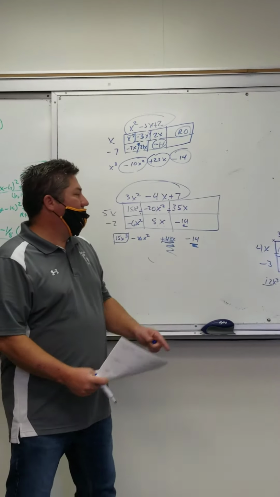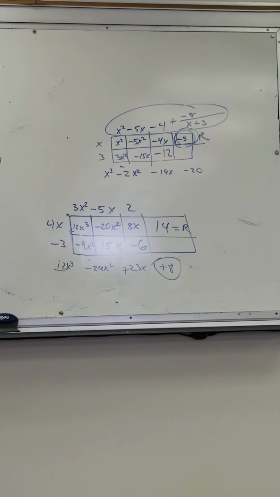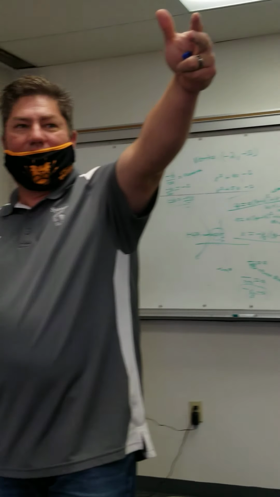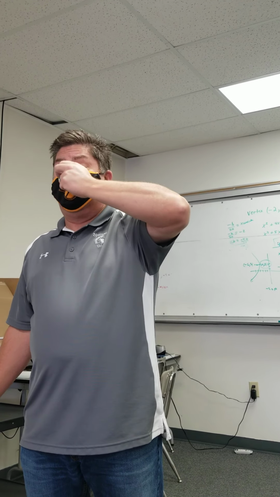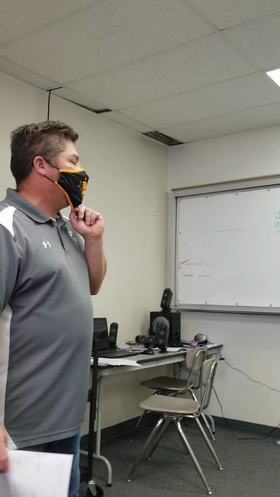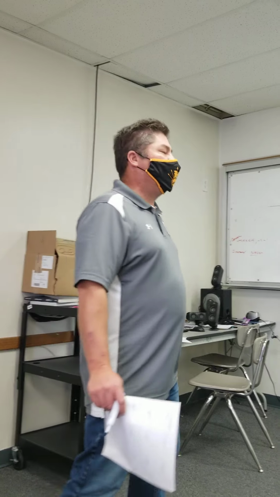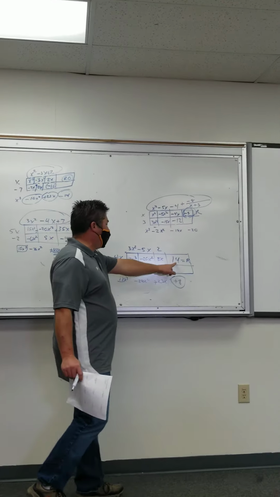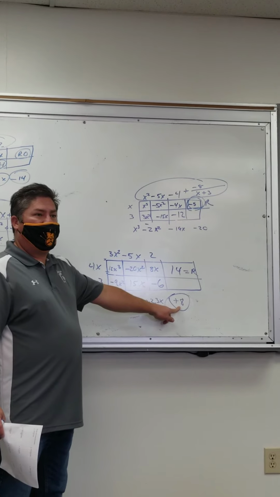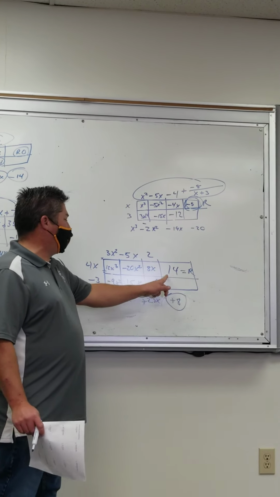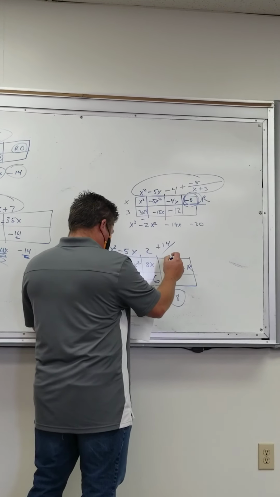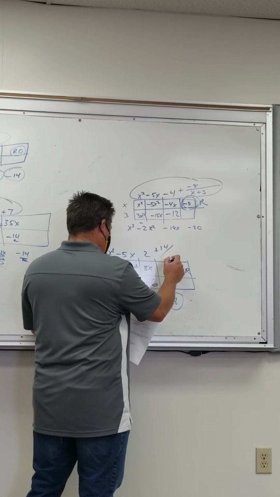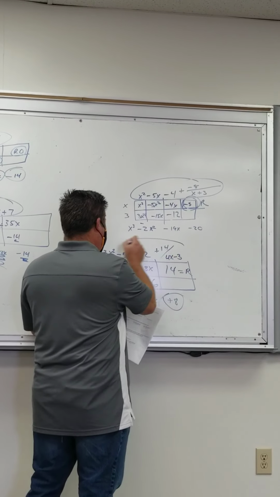And that's a big mistake that a lot of kids make, exactly what Allie said. They'll put negative 6 as their remainder, when really their remainder is positive 14, because I've got to go from negative 6 to 8. The only way to do that is to add 14 to that negative 6. So this becomes plus 14 over 4x minus 3, and that's my answer.